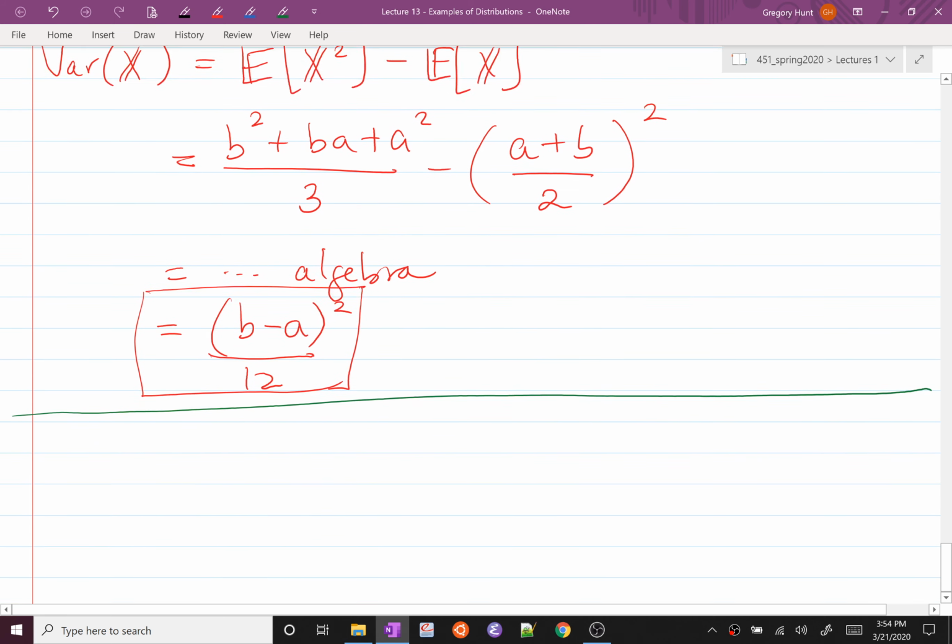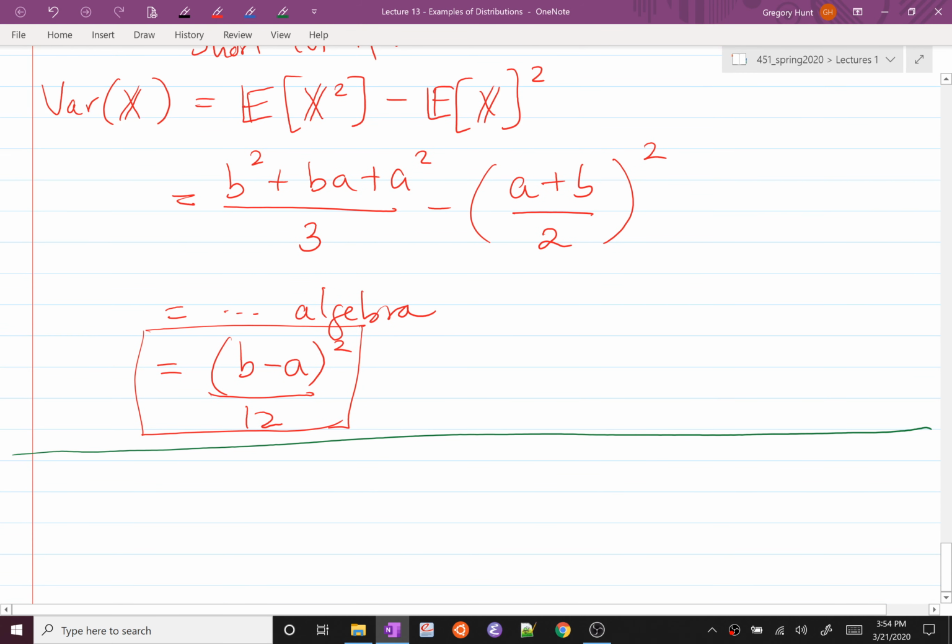Okay. So we've done the PDF for the uniform, very, very simple. The CDF is just a linear function. The expected value is a plus b over 2, and the variance is b minus a squared over 12.